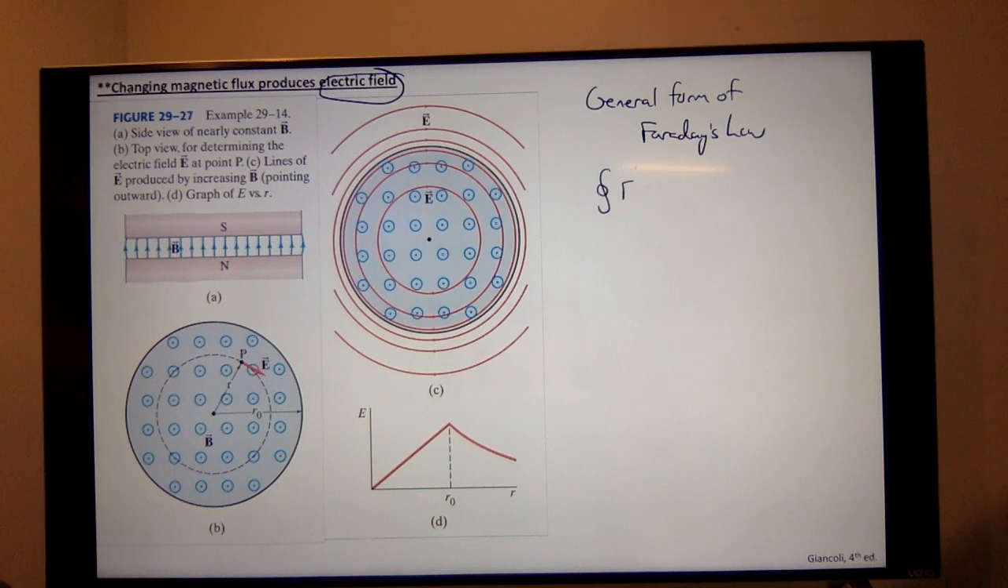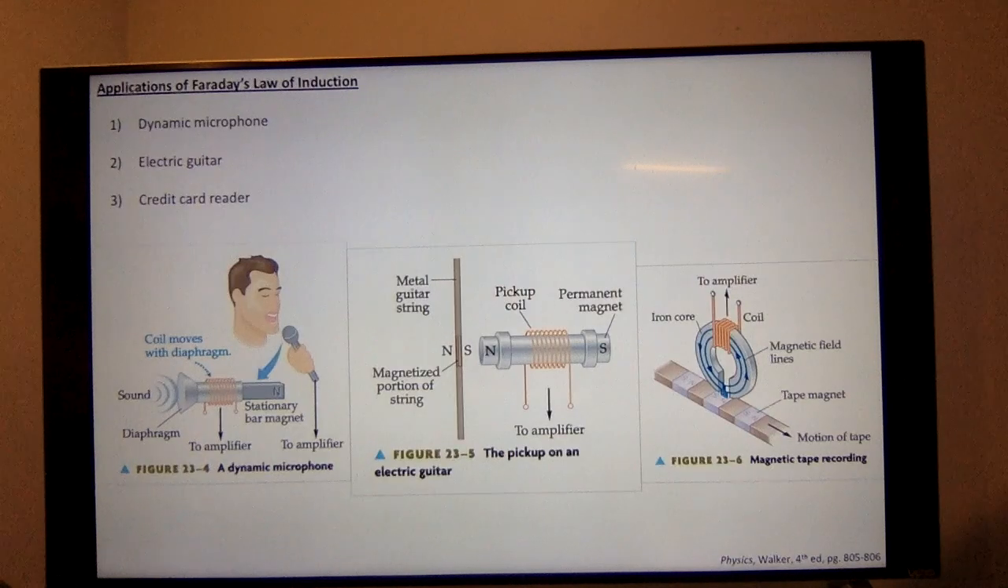looks like this. E dot dl is equal to minus d/dt of the magnetic flux, like so. So this side has to do with the loop that's enclosing the area where the magnetic flux is changing. This is my changing magnetic flux, and we end up with an electric field that gets produced. That's the general form of Faraday's law. I'm not going to expect you to do any calculations with that.